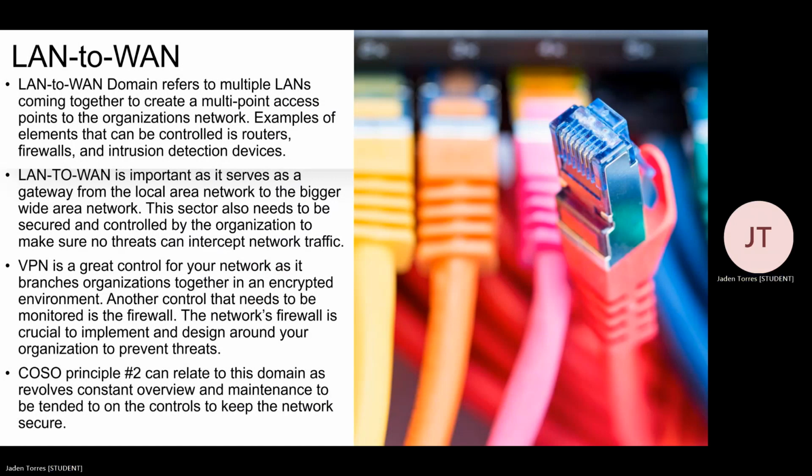For a COSO principle that I found to be in line with the LAN to WAN domain, it is principle number 2. Principle number 2 under the control environment COSO pillar states the board of directors maintains independence from management and oversees the internal controls program. I found this to relate to this domain as it revolves around constant review and maintenance to be tended to, to control and keep the network secure.